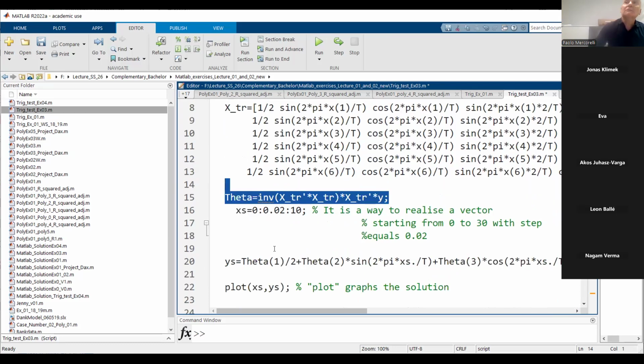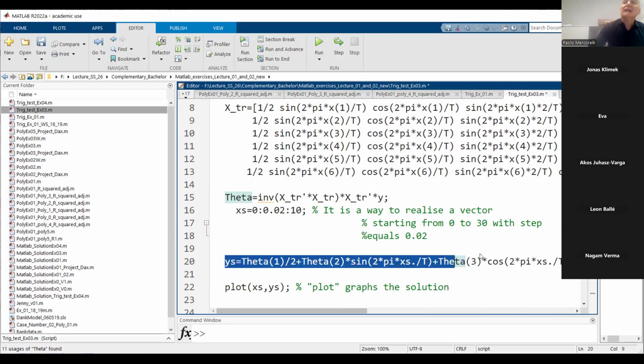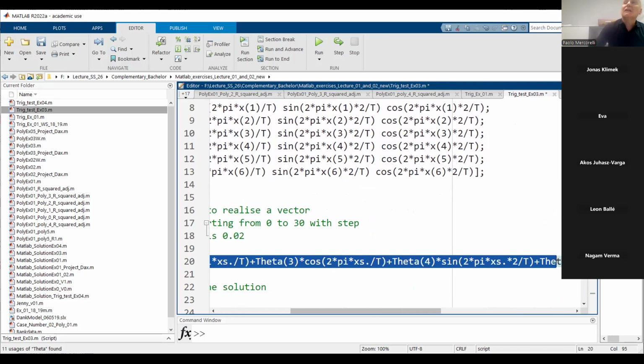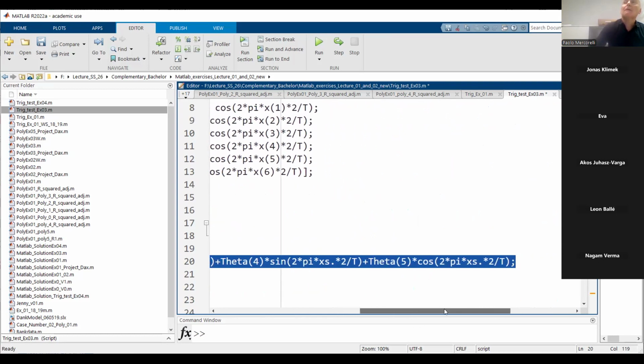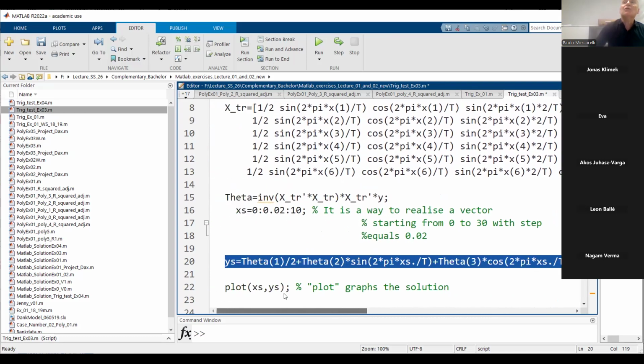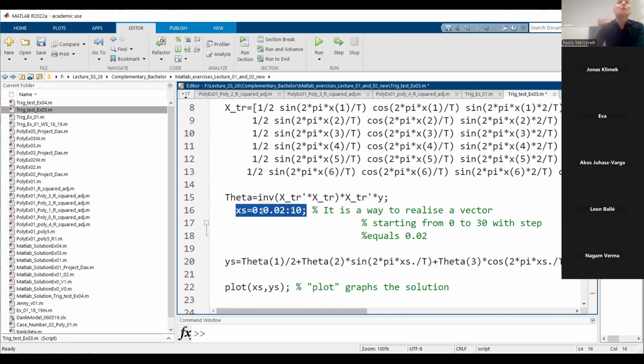This is already our solution. This is exactly the regressor which I have, considering just k equal 2. I don't know if you remember last time this expression here as a function of xs, each element of xs, which is basically a new vector in the domain between 0 and 10, in order to visualize the solution. I mean, the solution is already here.